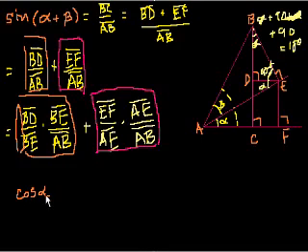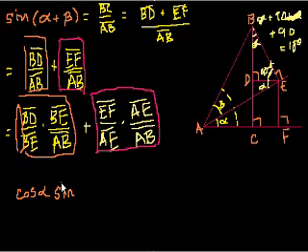And what's BE over AB? Well, if we look at this larger right triangle, that is the opposite of the angle beta over its hypotenuse. So what's opposite over hypotenuse? SOH, sine. So sine of beta is BE over AB. So this is sine of beta.